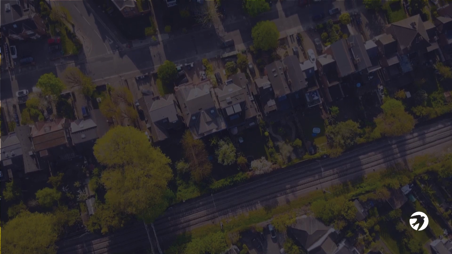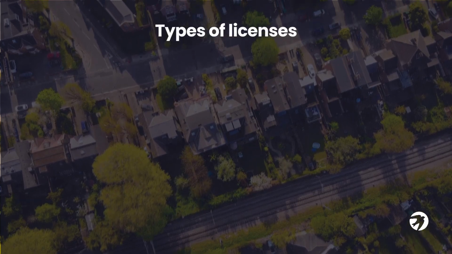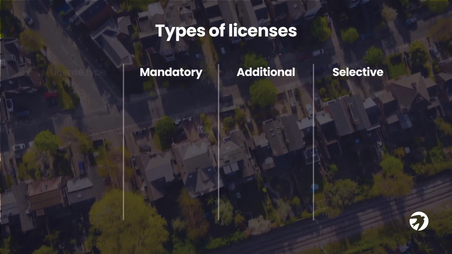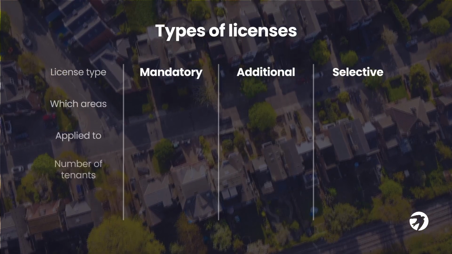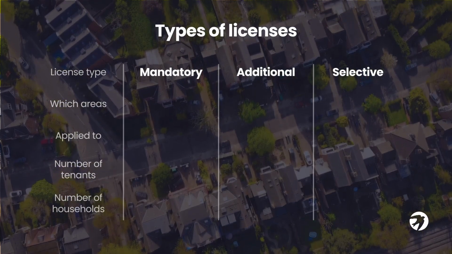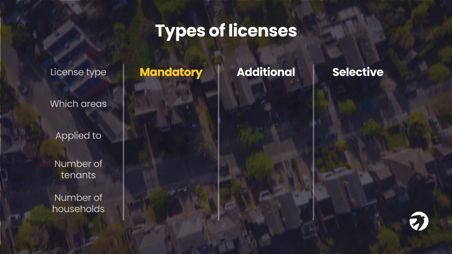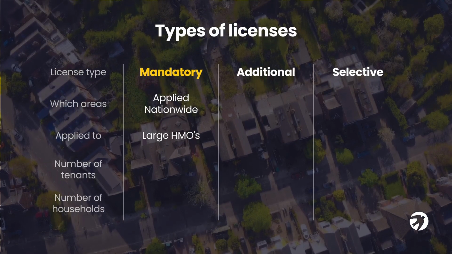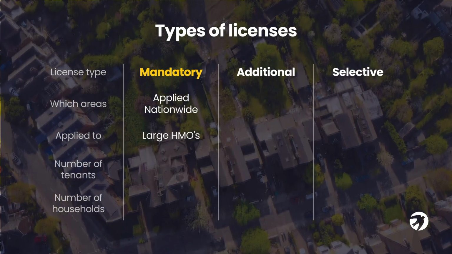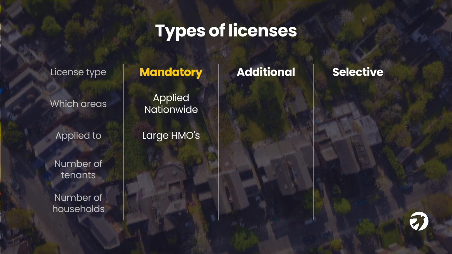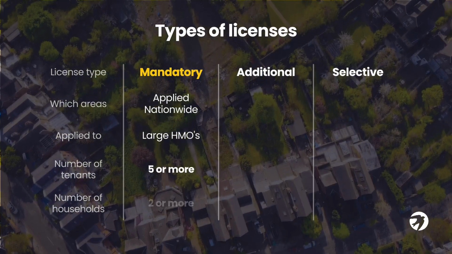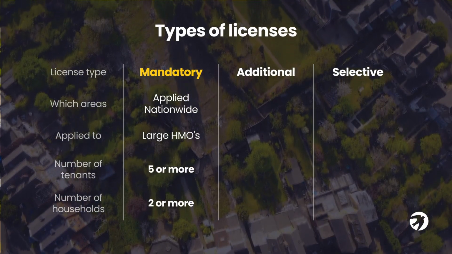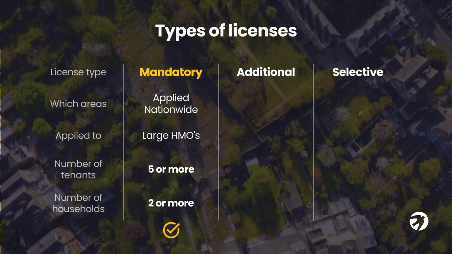Now, let's explore the 3 types of licenses: mandatory, additional, and selective. We'll break down each one to help give you a better understanding of whether they will apply to you. Mandatory license. This applies nationwide, but only to large houses in multiple occupation, HMOs. A property is considered a large HMO if it has 5 or more tenants forming 2 or more households. As the name suggests, if your property meets these criteria, this license will be required.